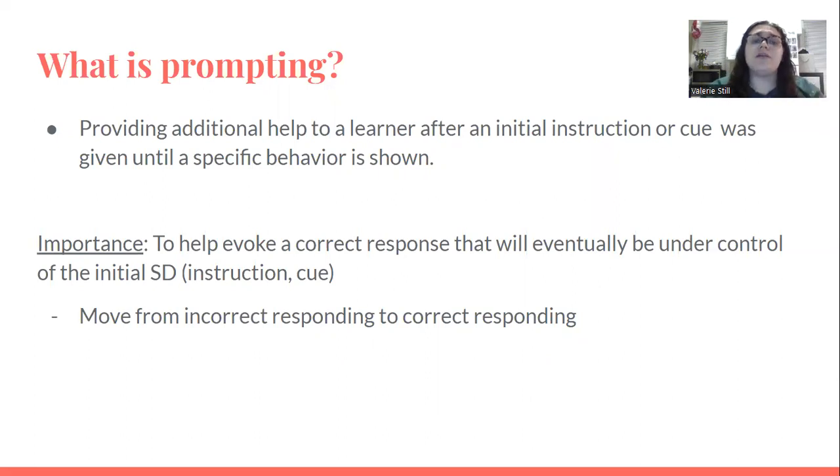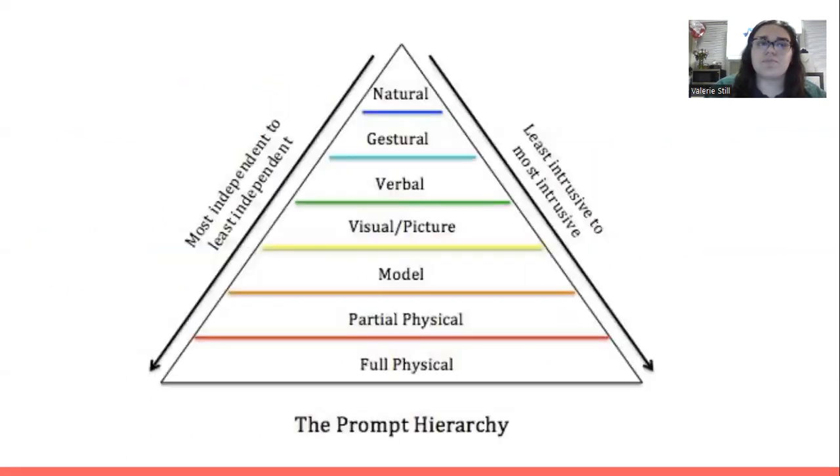It's important because in order to help evoke that correct response, it's going to eventually be under the control of the initial SD, so that initial instruction and cue, and you're not going to need all those prompts. It helps move from the more incorrect responding to the correct responding.